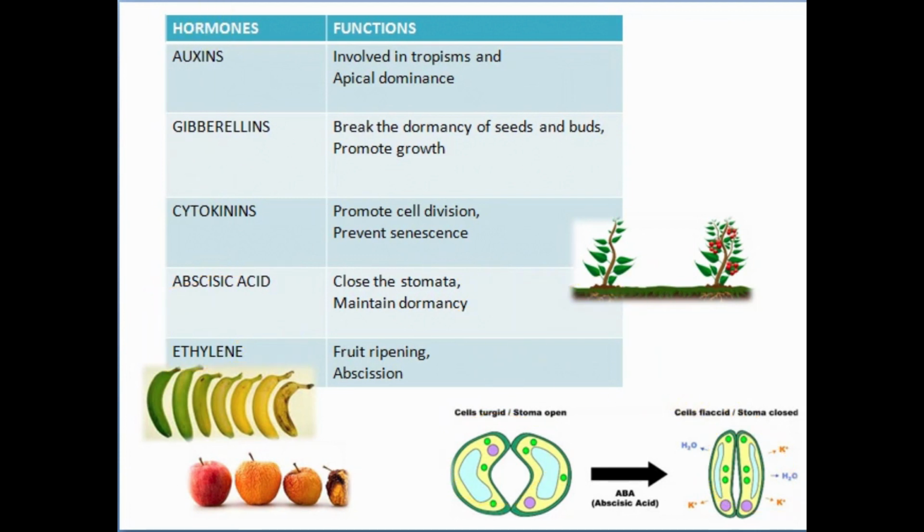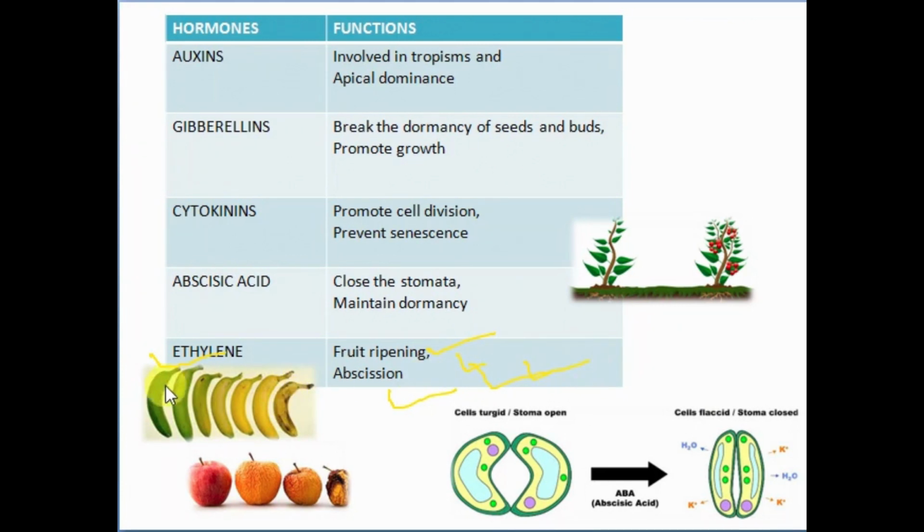Then after this we have ethylene. This is our last plant hormone, and its functions are fruit ripening and abscission. These are the two functions of ethylene. All the dropping of leaves, fruits, and flowers is because of ethylene. It causes petals to fall. And it is present in the form of gas. Ethylene is present in the form of gas, and therefore it moves in air.